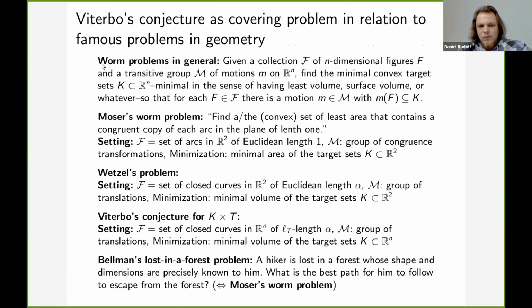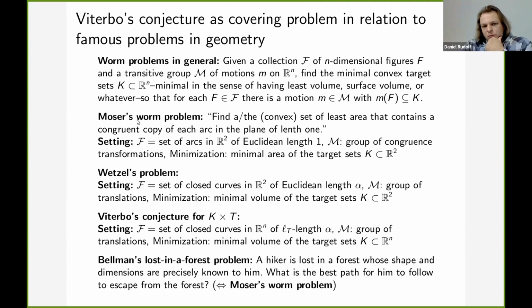So here I stated what it means to be a warm problem in general. Let us assume we have a collection of n-dimensional figures and a transitive group M of motions. And the task is to find the minimal convex target set, minimal in the sense of having least volume or surface volume or whatever, so that for each figure there's a motion such that this motion maps this figure into K, into the target set. And now we have different problems in geometry, for example, Moses' worm problem or Wetzel's problem, or Bellman's lost in a forest problem, which can be assigned as special versions of this general problem.